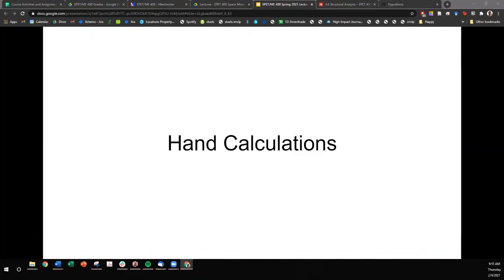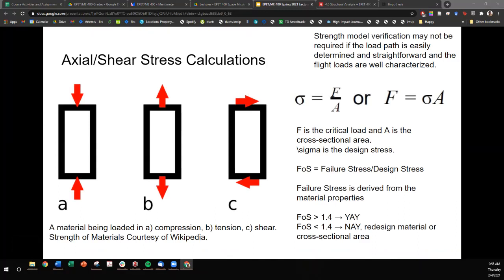Now let's get into hand calculations. So strength model verification may not be required if the load path is easily determined and straightforward, and the flight loads are well characterized. So in the case that we have easily determined and straightforward flight loads, then we can do calculations like this, where an axial or shear stress calculation can be determined by this: sigma is equal to, or stress is equal to force over area. Or if you rearrange the equation, force is equal to the stress times the area.